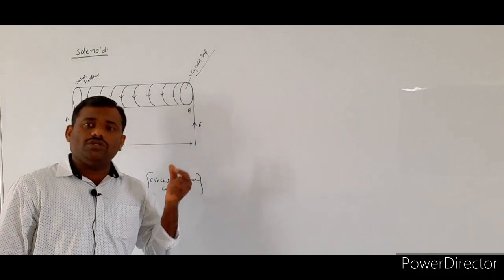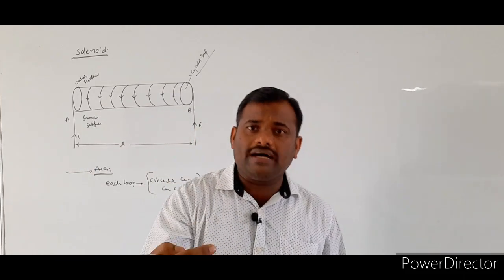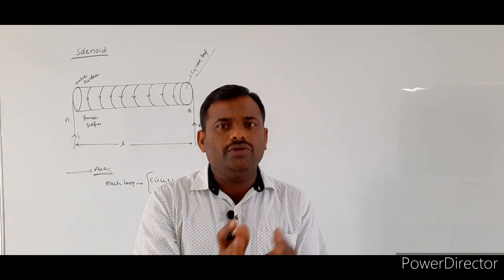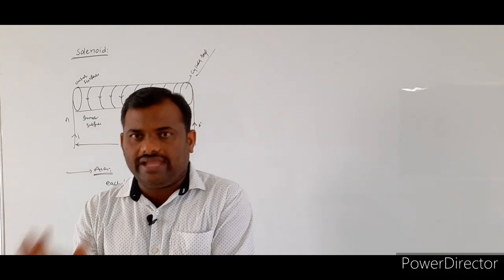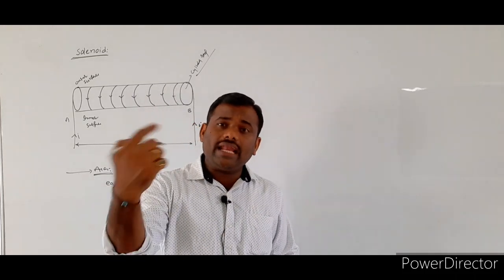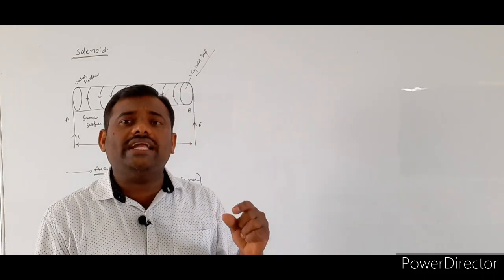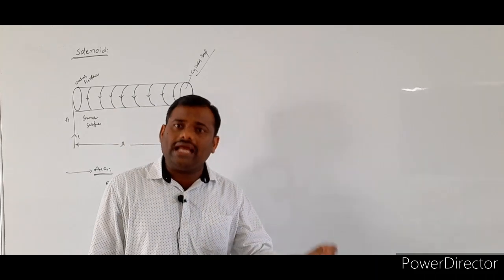So the concept we have to understand is that while the wire is wound into so many number of turns, each loop will be producing its own magnetic field. And here we also have to understand in which direction those magnetic fields are acting.